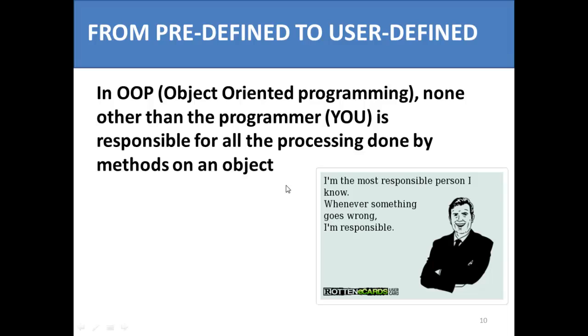You only have to write dot append, and it will append the element at the end of the list, or it will pop the certain indexed element from the list. But if you create your own user-defined class, you are responsible for each and every processing done by the method on an object. For example, if you want to change the append method, then you have to define what append method does when it's called.